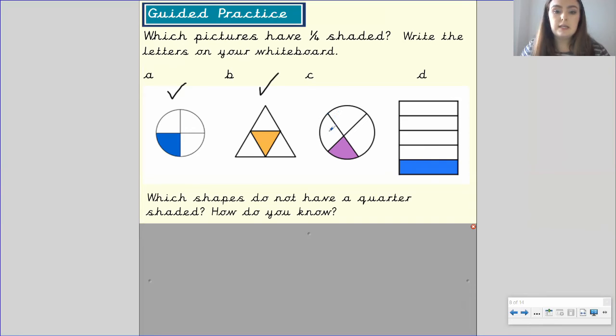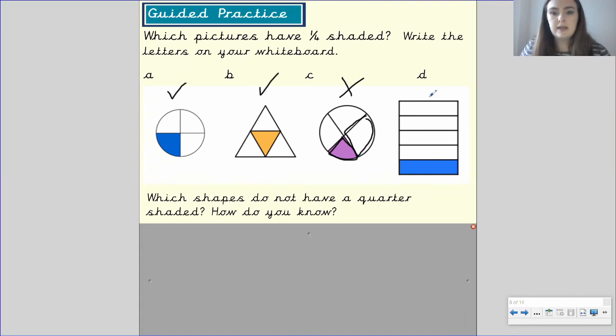Now let's look at C. Again, it's been split into 4 parts. However, it is not showing a quarter. Why do you think that is? Pause the video to have a think. Well done. That's because these parts have not been split equally. So therefore, it is not a quarter. You can see that this part here is a lot bigger than this part that has been shaded. So it is not equal and therefore not showing a quarter.